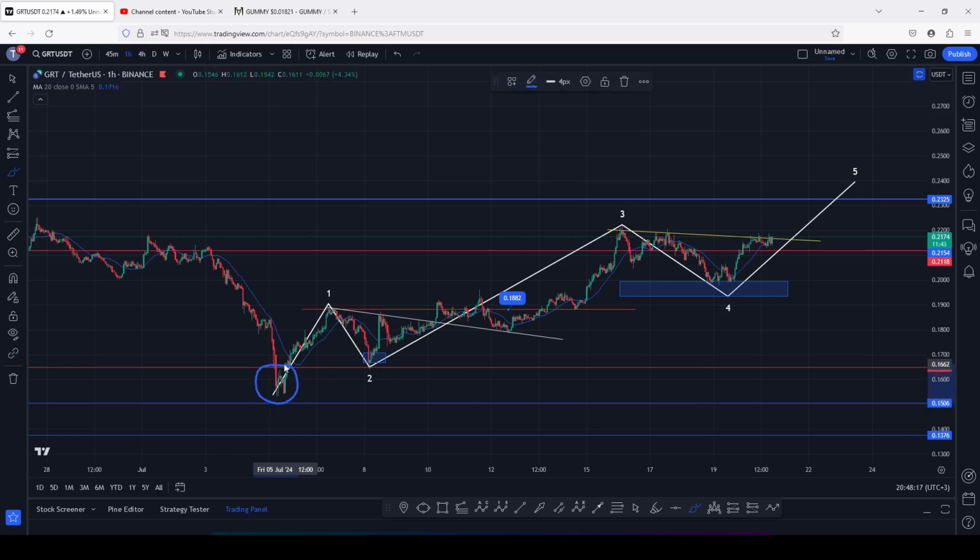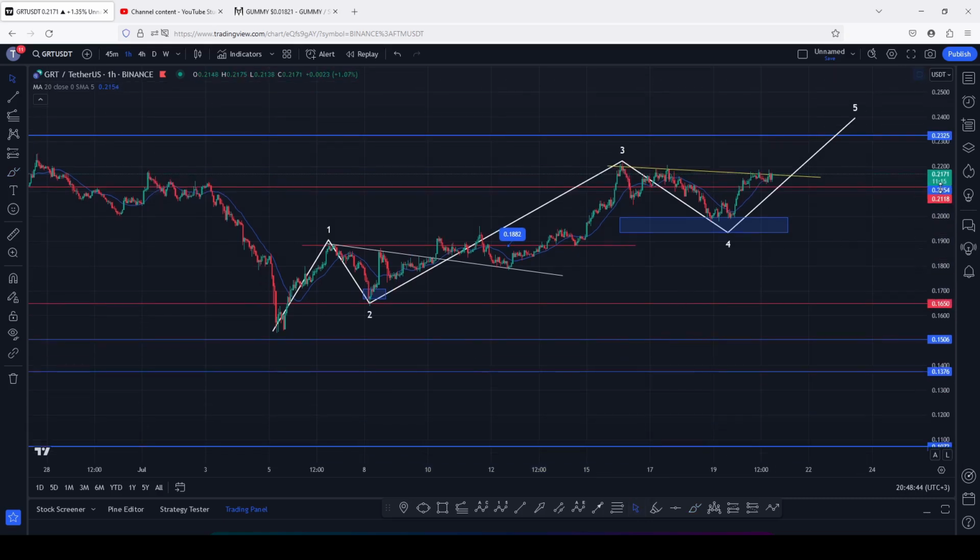Afterwards we saw a very nice bounce to the upside, giving us a high in that Elliott wave count 1. Then we saw a bit of a corrective structure in an Elliott wave count 2. And after we put in place the low for that second wave, we saw another bounce to the upside in an Elliott wave count 3, giving us a high above the 0.2171.